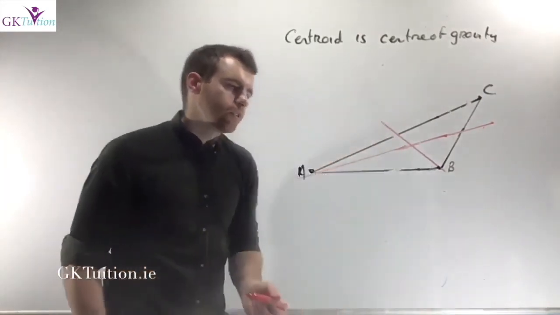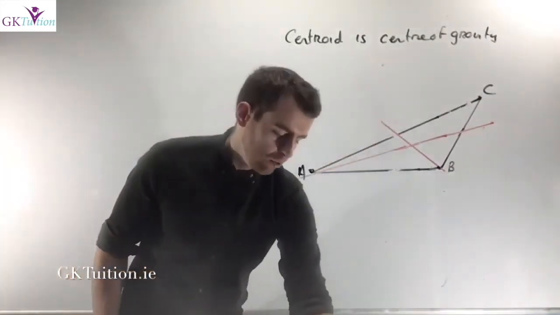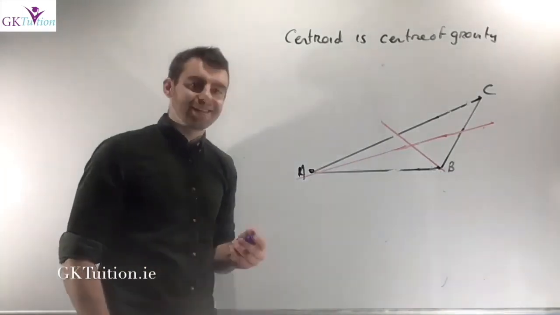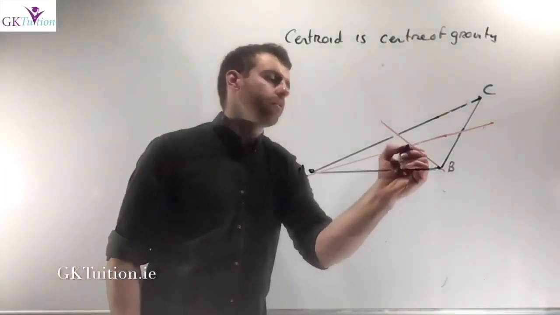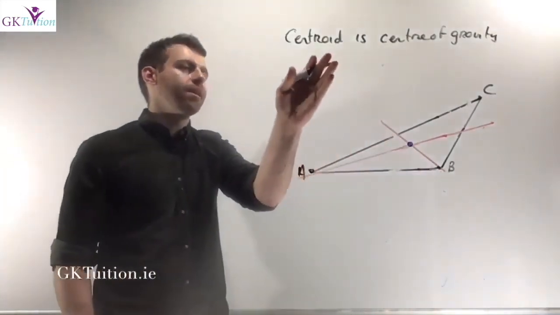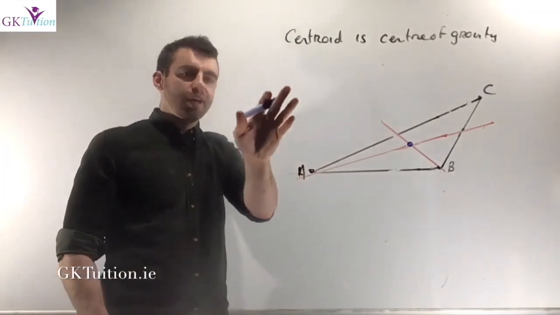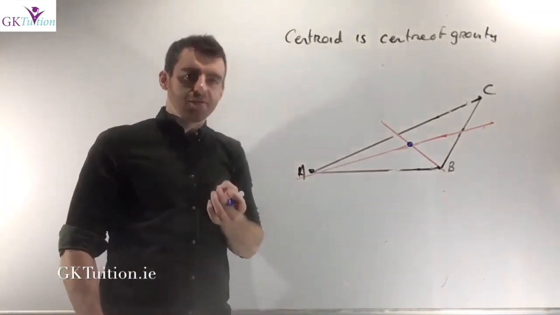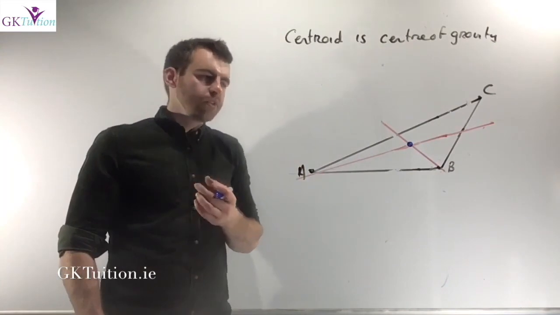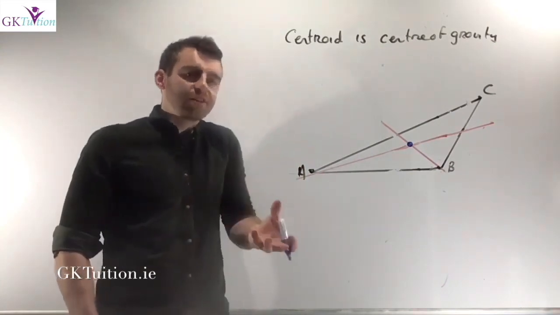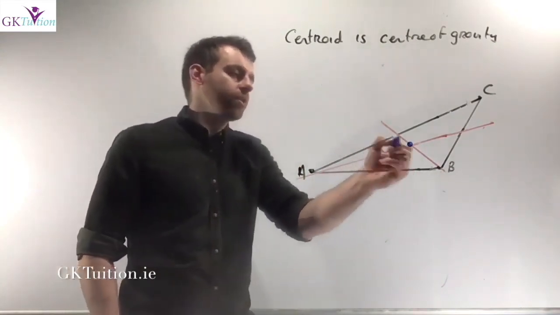When you've identified your two medians, you now know the point of intersection of the medians is the centroid. Now, you'll notice that up here I've marked in something about the centroid. The centroid is the center of gravity of the triangle. So in an exam, you could be asked to find the center of gravity, and that refers to the centroid.